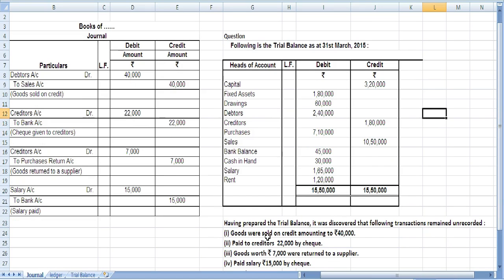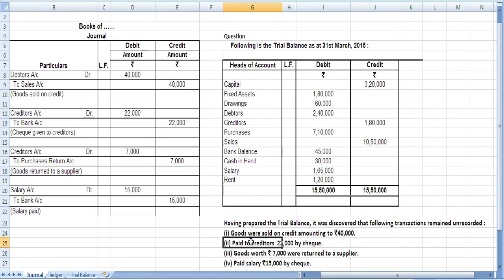Goods were sold on credit amounting to 40,000. So we know that we sell to the customers. Now customers are the debtors, so they are the receiver of the goods. So debtors account debit, and sales, we are selling, so to sales account 40,000, goods sold on credit.